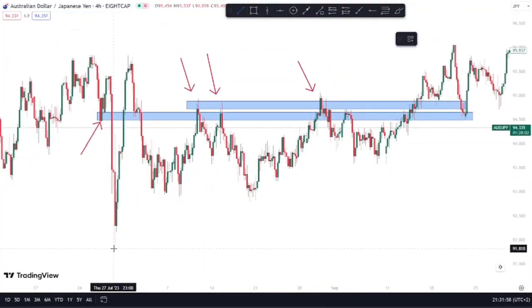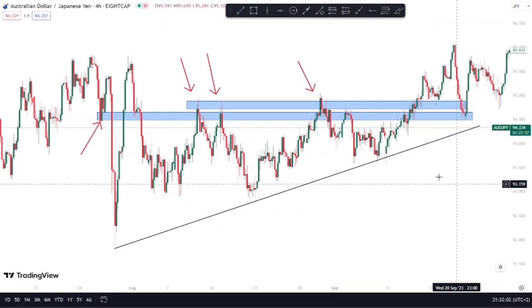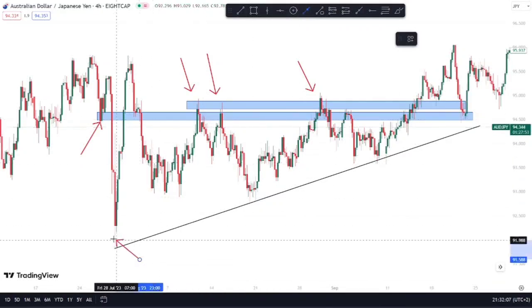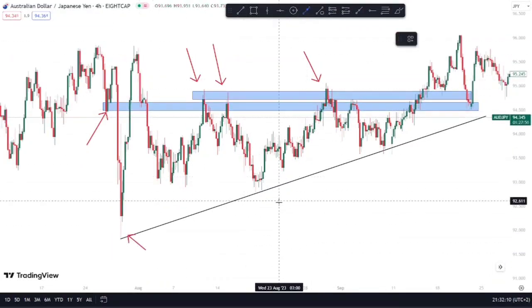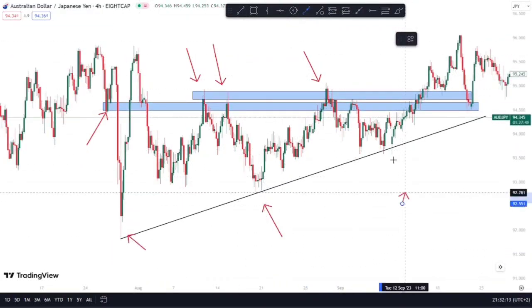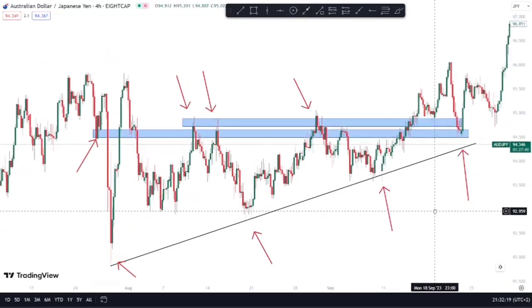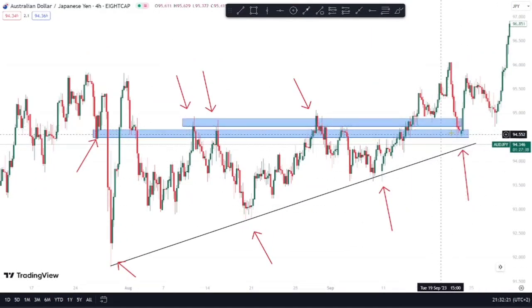You can clearly see that from the lower side, when we connect this lower point and push to the upside, we have multiple touches that are actually pushing to the upside. Our very first touch is right here, and our second touch is right here. Our third touch is right here, and our very last touch was right here. So this is where you would actually start taking your trades.